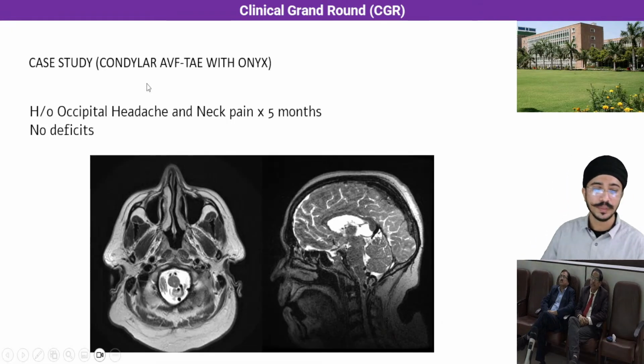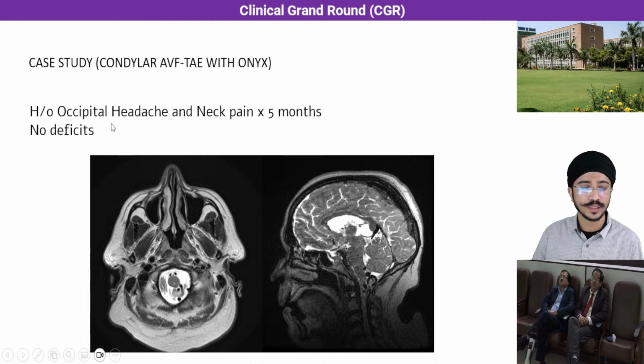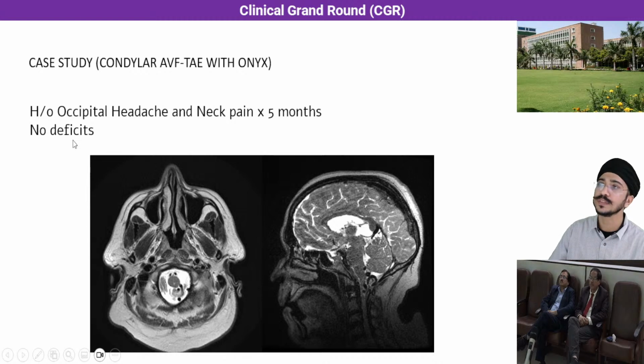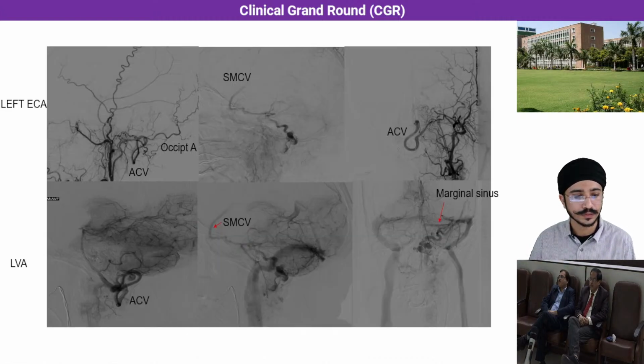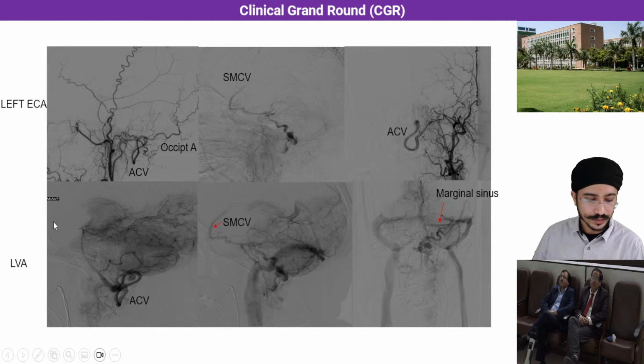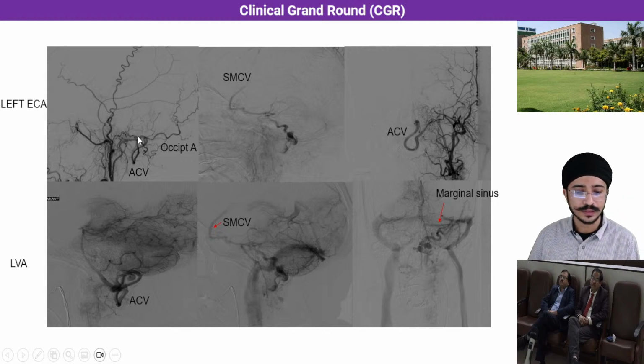Another case of our department: the patient presented to us with occipital headache and neck pain for 5 months. There were no deficits on clinical examination. On MR images, axial T2 and sagittal T2, we can appreciate flow voids at the level of the foramen magnum here. This prompted DSA evaluation of the patient. These are left ECA runs and left vertebral artery runs here. These are the lateral images.